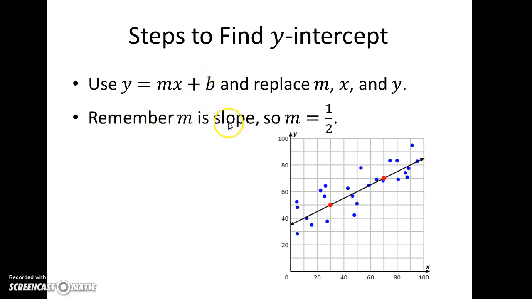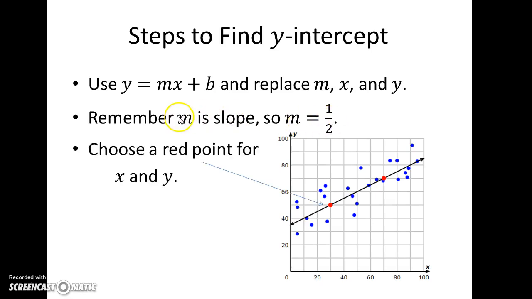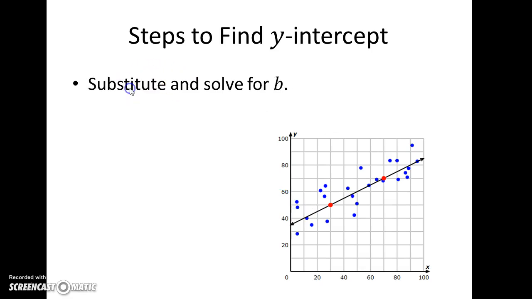And remember, m is slope, so m is going to be 1/2. We just solved for that one. And you're going to choose any red point for x and y. So we'll just pick this red point right here. Remember, that point is (30, 50), and (30, 50) is an xy coordinate pair. So 30 is x and 50 is y. So we've got 1/2, 30, and 50.